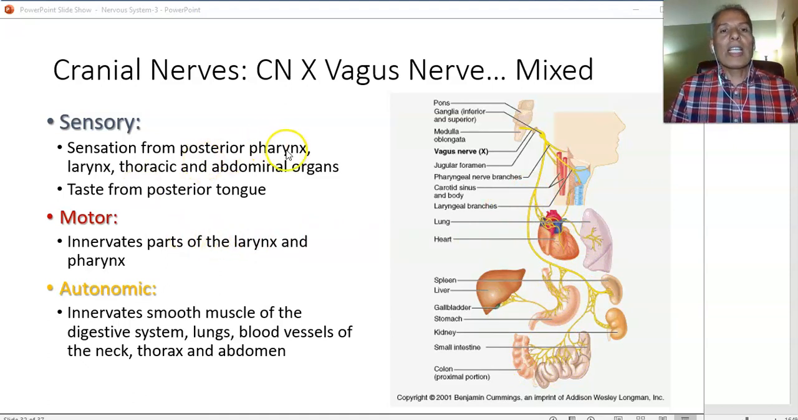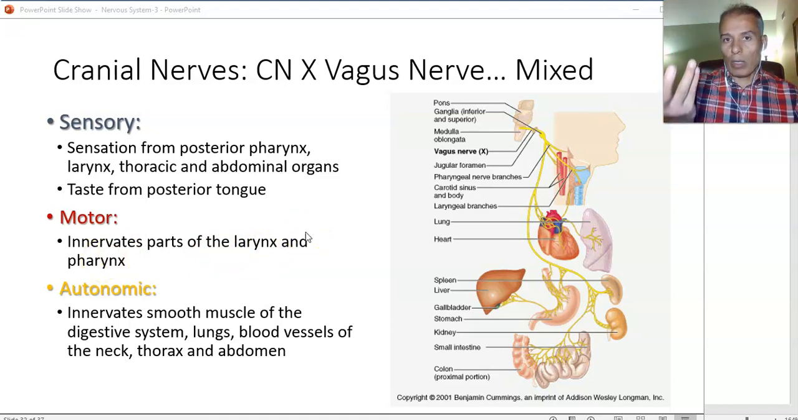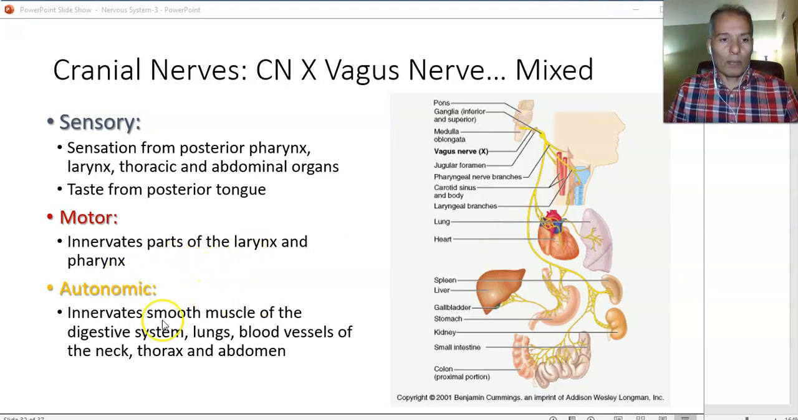So it gives you sensation from the posterior pharynx and from the larynx, and the thoracic and abdominal organs. It gives you taste also from the posterior tongue. So what other nerve also contributes to sensation from the posterior part of the tongue? You answered the question, I just mentioned it. Motor branches innervate the parts of the larynx and the pharynx. So remember, there are many muscles in the larynx and the muscles of the pharynx as well.